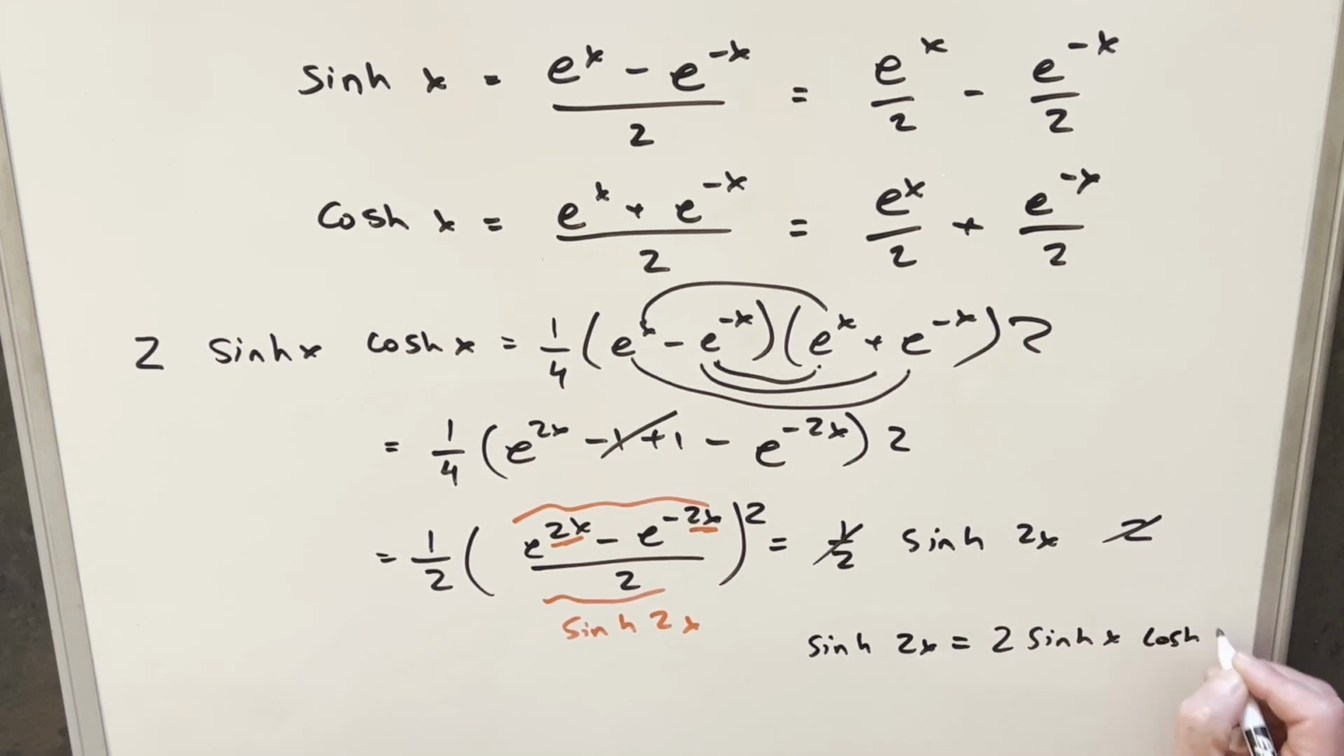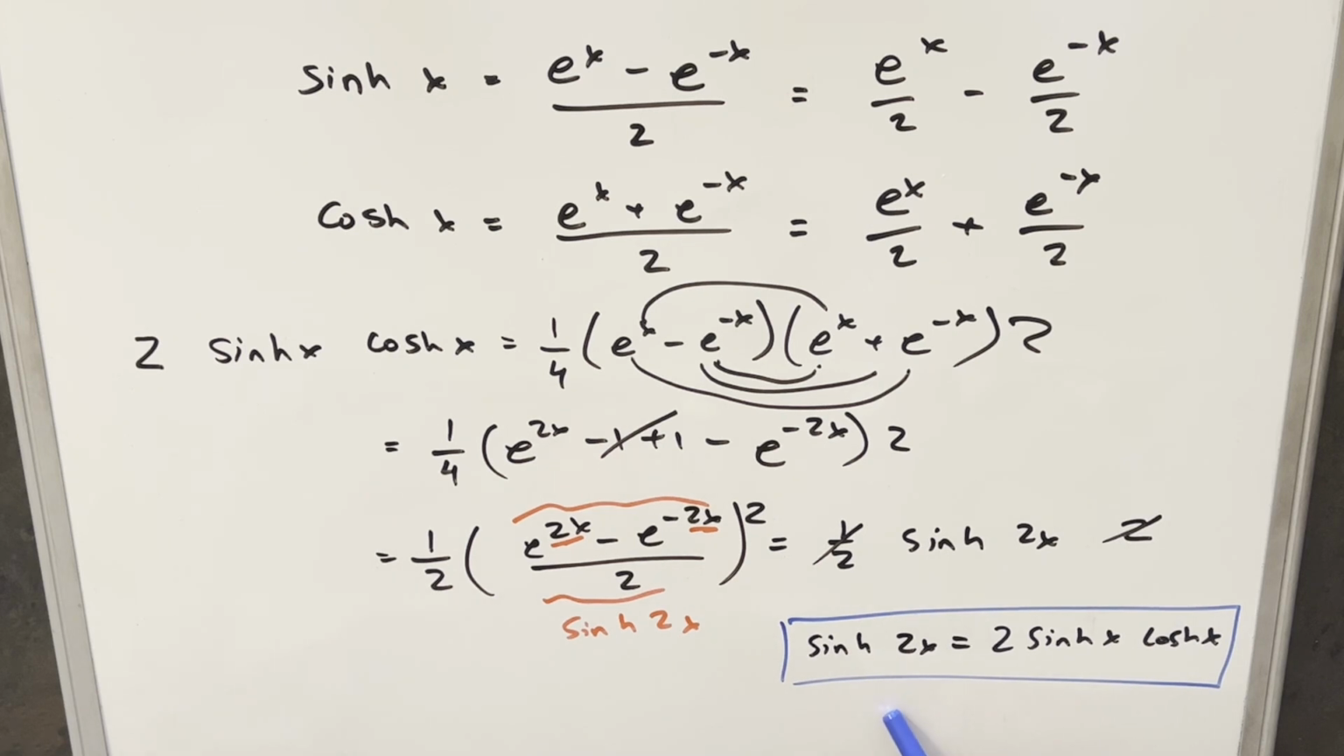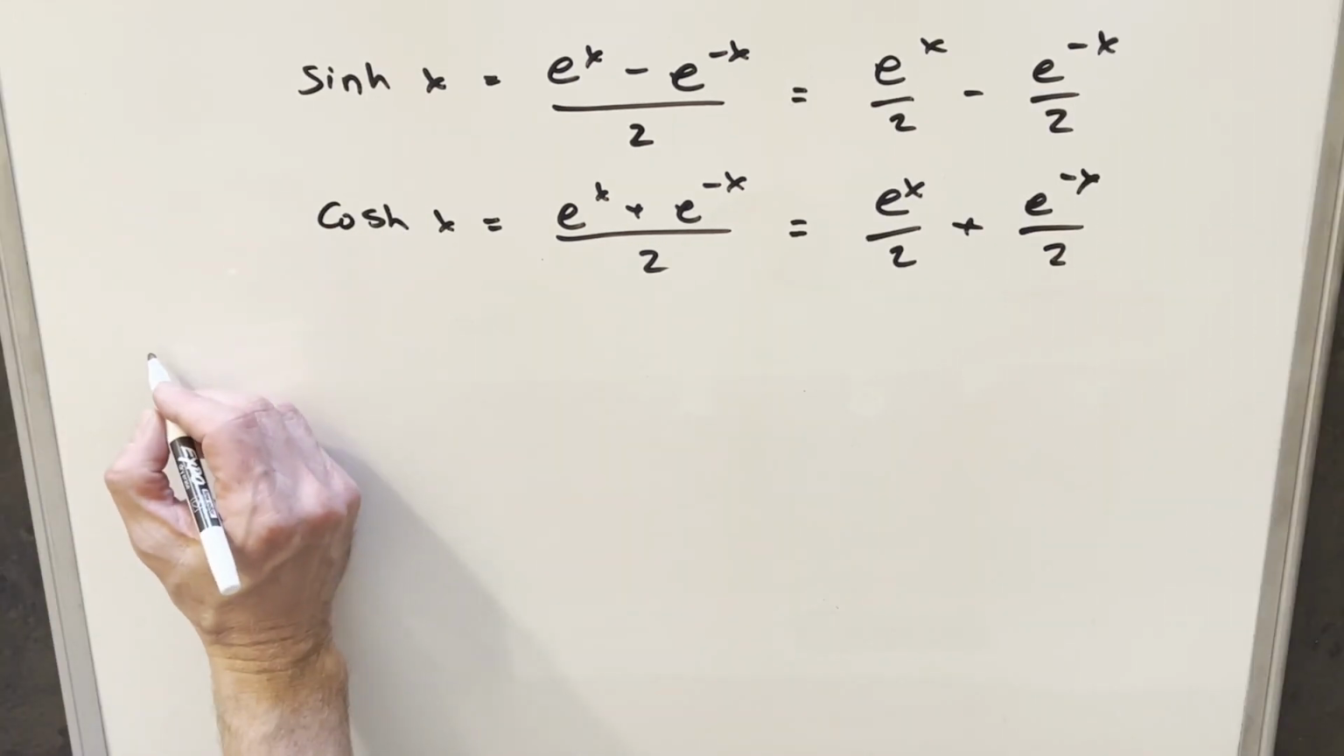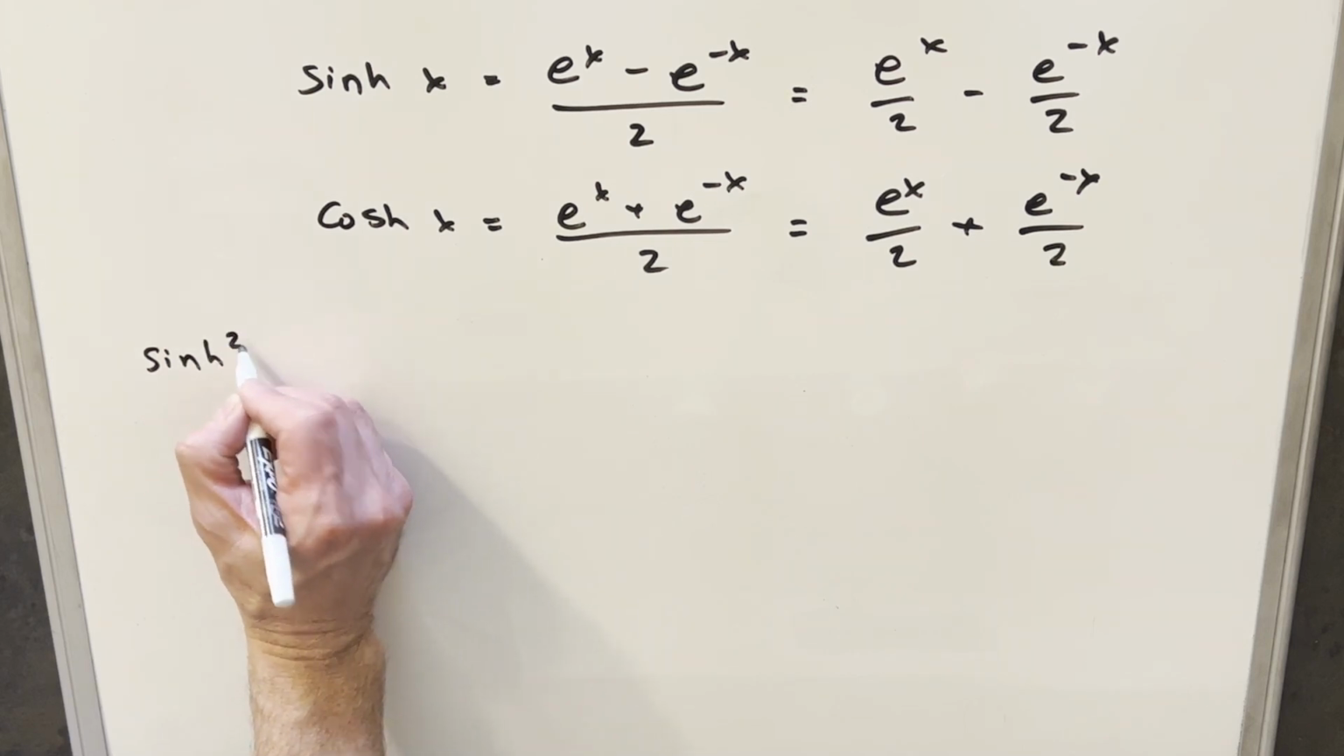x cosh x. And of course, this one's really easy to remember because this double angle formula works the same way as the formula for regular sine. Sine of 2x is the same thing as 2 sine x cos x. Okay, next what I want to do is just get an expression for sinh squared x.